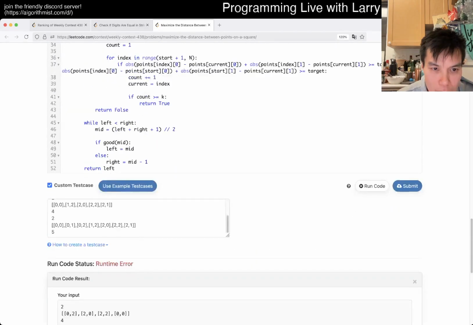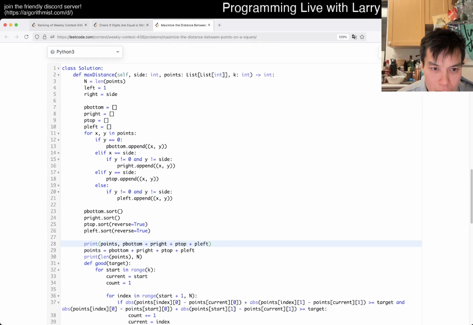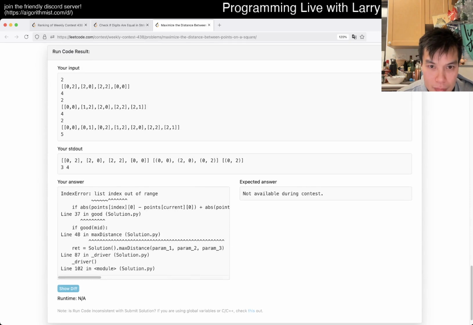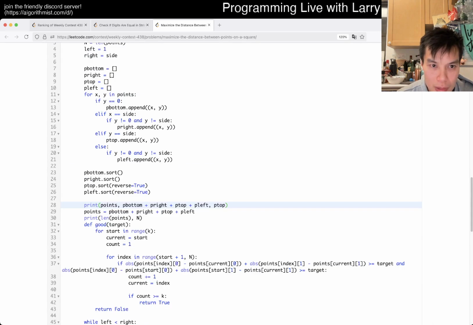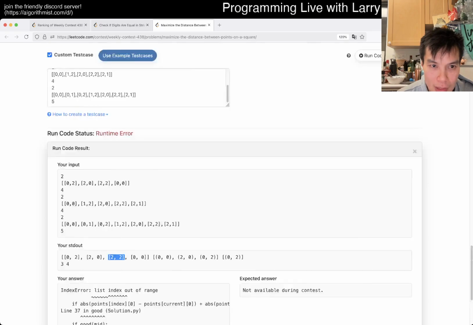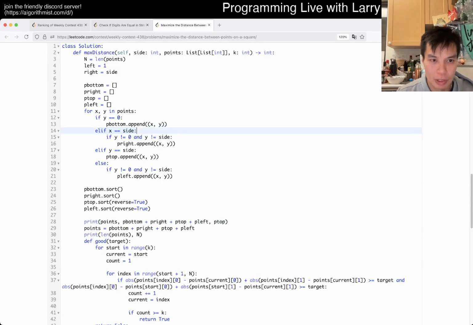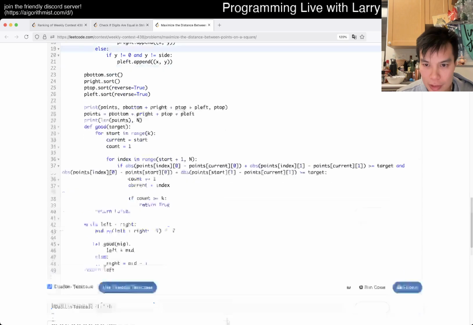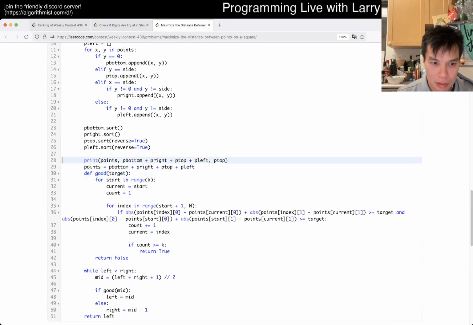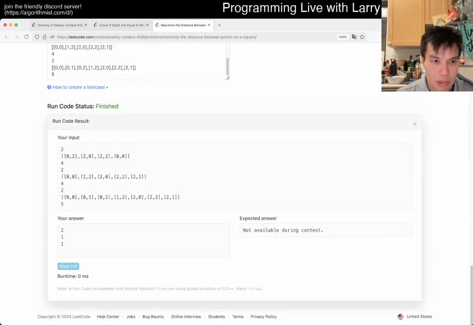The side is 2. It should be top. So Y is side, right? So this is top. What is top again? Top is if Y is 2. Why is 2, 2 not in there? Oh, because this gets checked first. I didn't think the order of operation would come out there, but okay, fine. Okay, 211, is that the actual answer? I don't know.